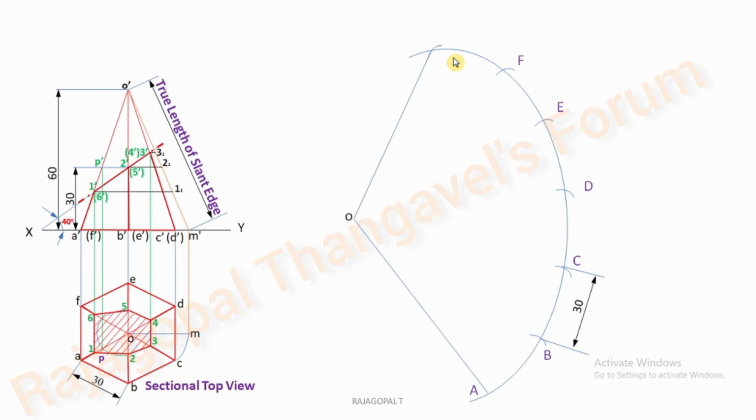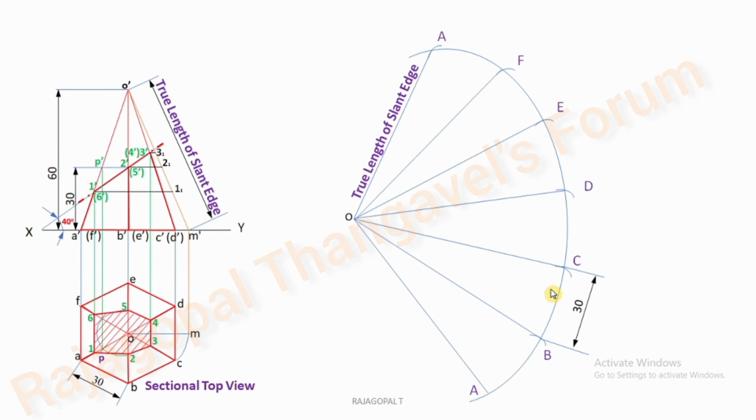Finally again A. This radius is the true length of the slant edge, exactly equal to O dash M dash. Okay. Now we can join all these slant edges OA, OB, OC, OD, OE, OF. After joining everything, we have to shift 1 1, 2 1, 3 1 onto the respective slant edges. First we will start with OA. On OA we are having 1 dash.